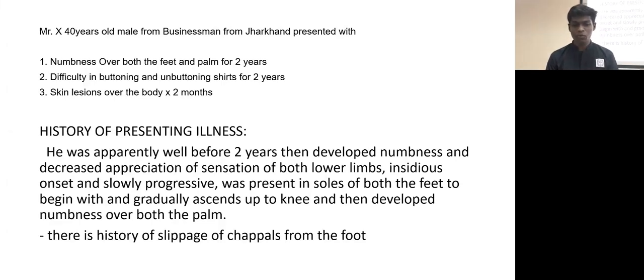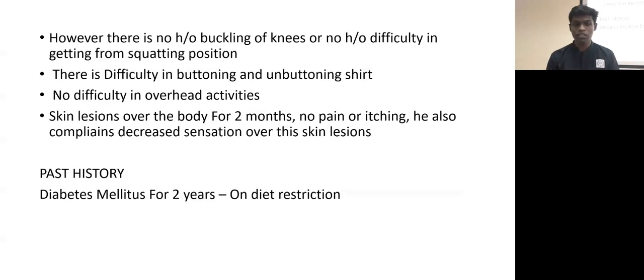He was apparently well before 2 years, then developed numbness and decreased appreciation of sensation of both lower limbs, insidious onset, slowly progressive, present in soles of both the feet to begin with and gradually ascending up to the knee, and then developed numbness over both the palms. There is history of chappals slipping from the foot. However, there is no history of buckling of knees or difficulty in getting up from squatting position. There is difficulty in buttoning and unbuttoning of shirt. However, there is no difficulty in overhead activities.